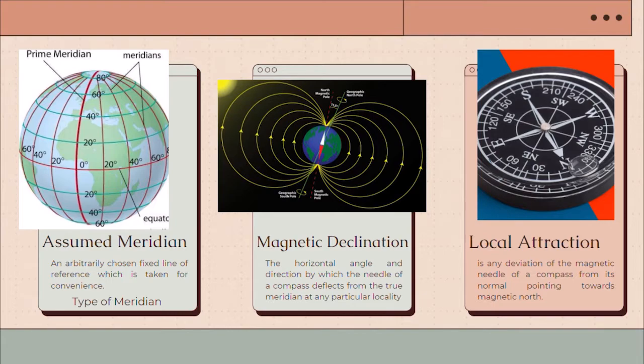And lastly, we have local attraction. Local attraction is any deviation of the magnetic needle of a compass from its normal pointing towards magnetic north. In the field, the compass user may not realize that the magnetic bearings read with the compass have been affected by local attraction.